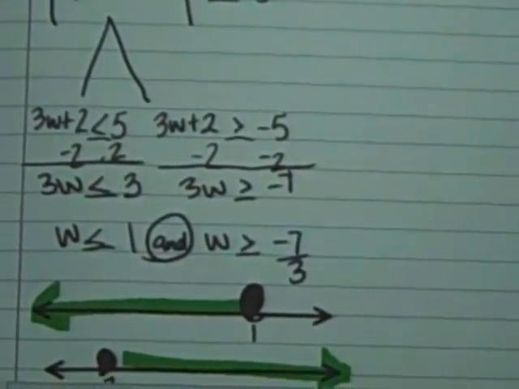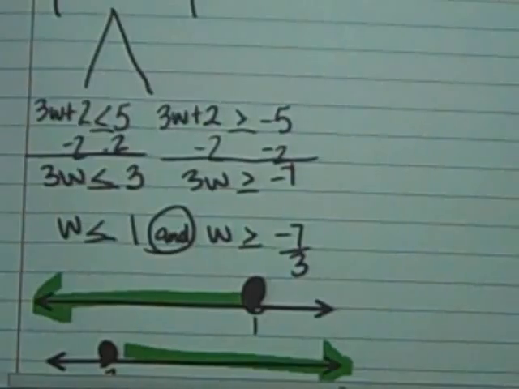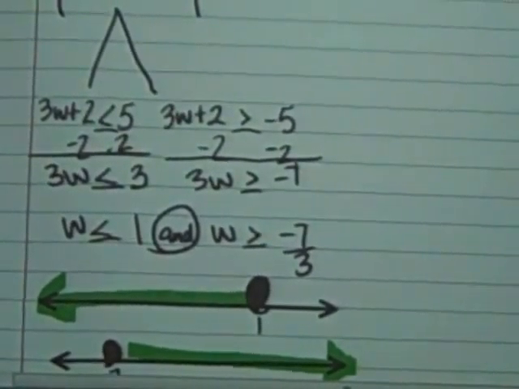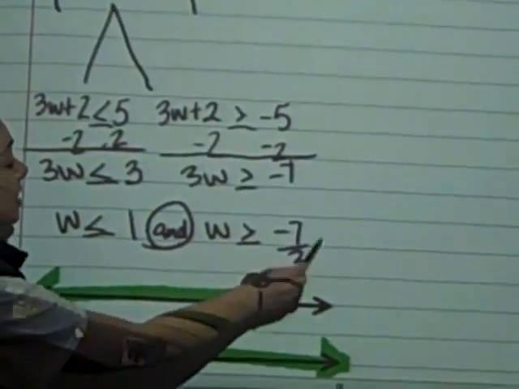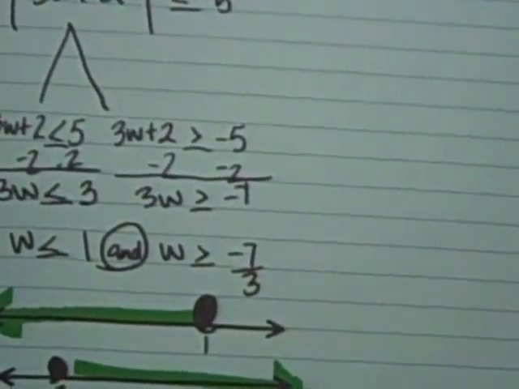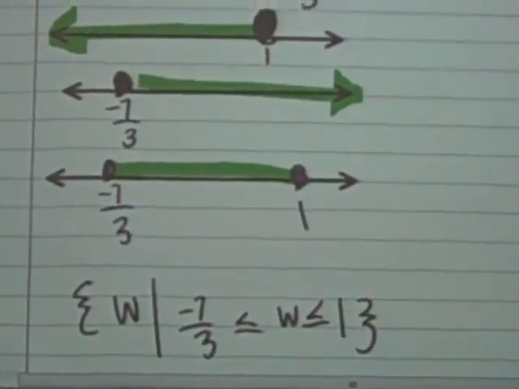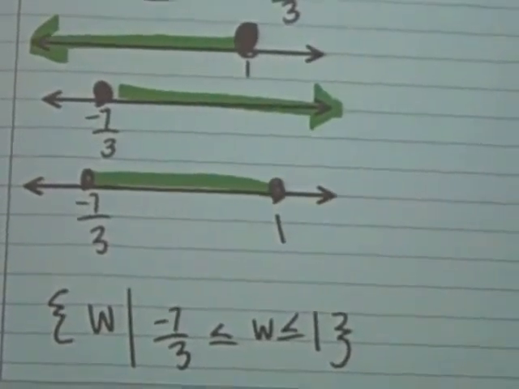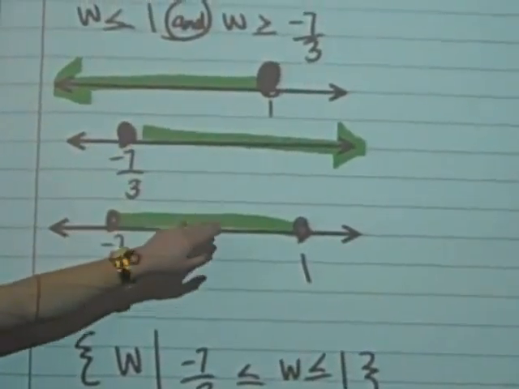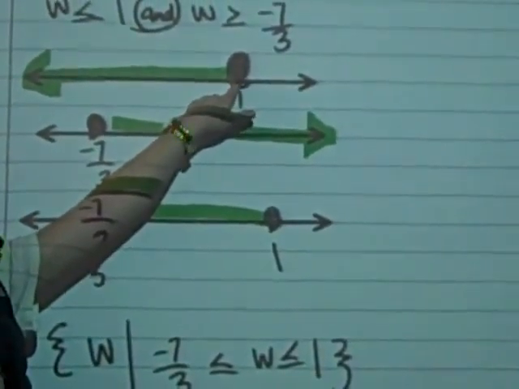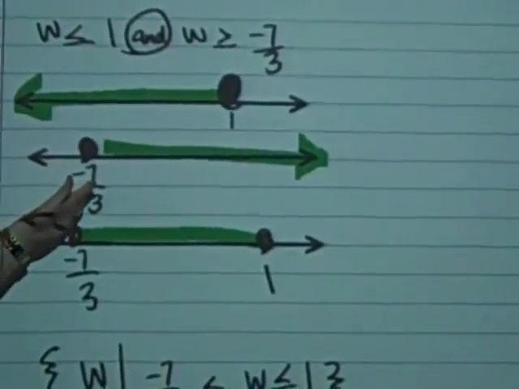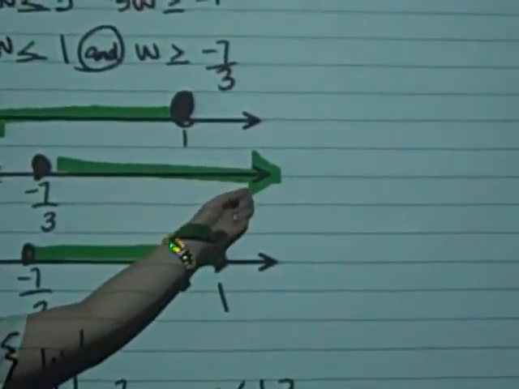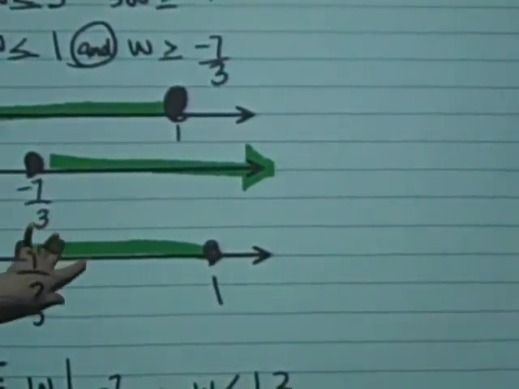For the second inequality, we get w is greater than or equal to -7/3 once we divide. That's a bit different because we haven't had a fraction, but fractions are our friends, so we're not going to fear. We're still going to do our number line, one graph because we have the word and. For 1, we close the circle because it's less than or equal to, and shade to the left. For -7/3, close the circle, shade to the right. Because there's an overlap, we shade in the middle.